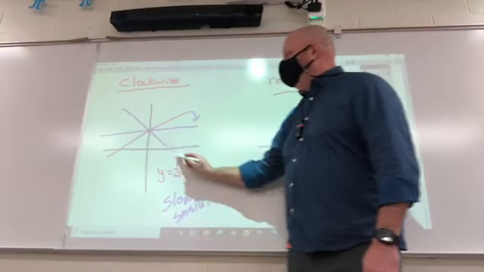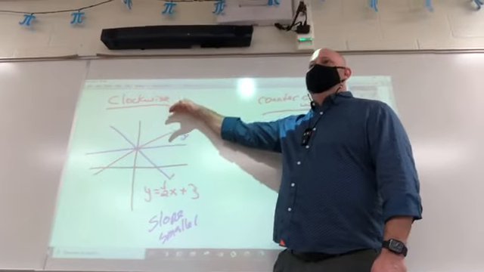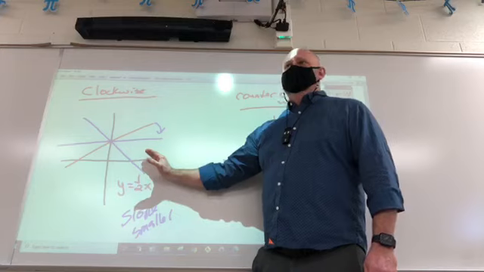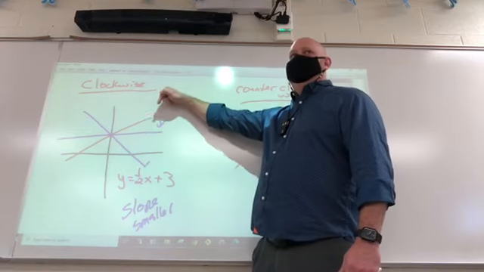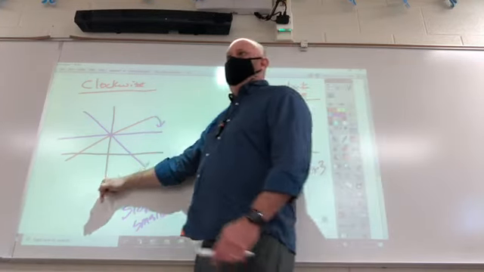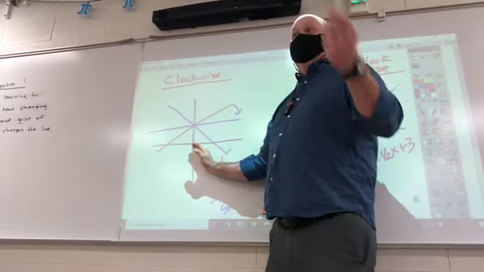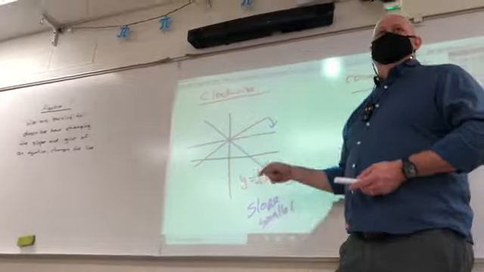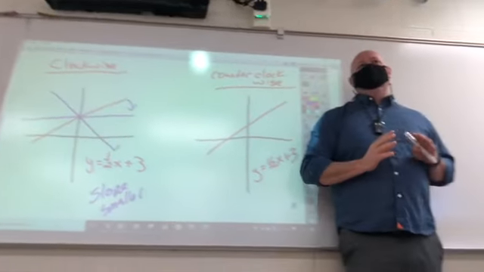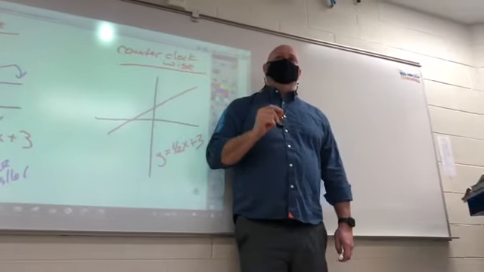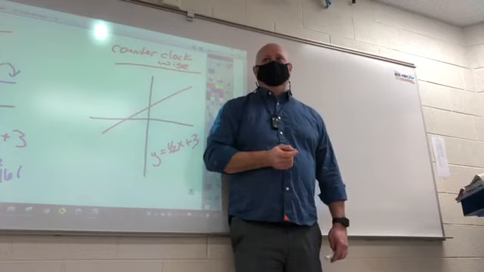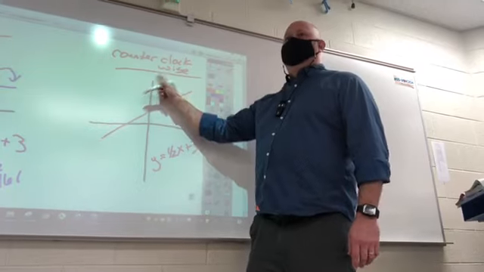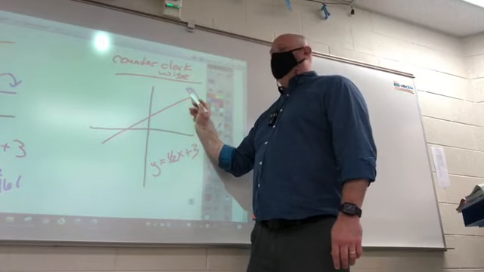If I go even farther, all it's going to do is go to negative, right? Now, it's going to keep getting smaller and smaller until it gets to vertical, which is undefined. And then, yes, it would jump back to positive if you keep going around. But generally speaking, if you rotate it clockwise, what happens to the slope? It gets smaller.